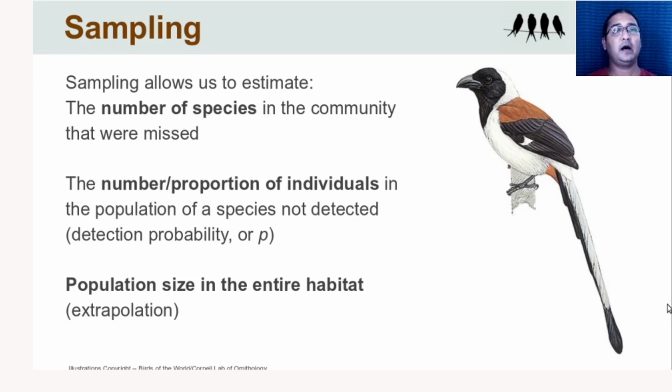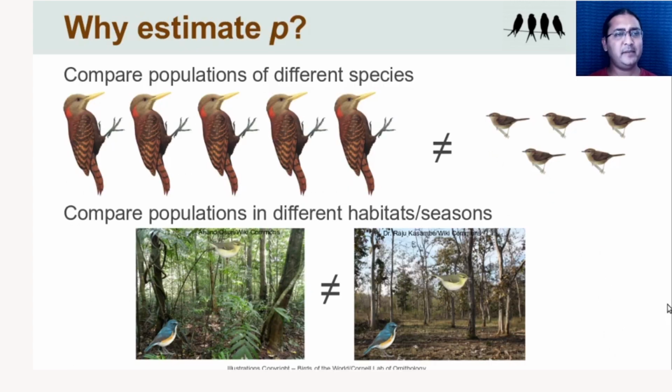So sampling allows us to estimate the number of species that we have missed from the community as a whole, for a single species, the proportion of individuals that we did not count, and finally, it allows us to extrapolate from our sample the population size in the entire habitat. But why estimate detection probability, right? Why is it something that we need to estimate?